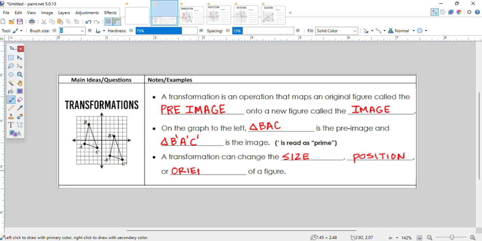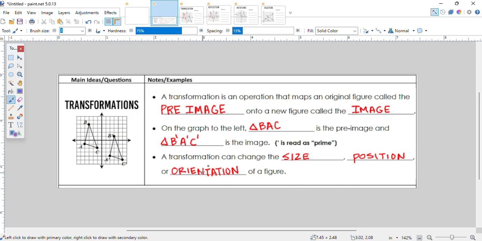And when I say that, I mean like if I were to put my Chromebook down on the desk and then I picked it up and I flipped it over and I put it down to where the screen is now on the bottom instead of the keyboard, I changed the orientation, okay? Orientation is looking at which direction we are facing. Where is the face of the figure?